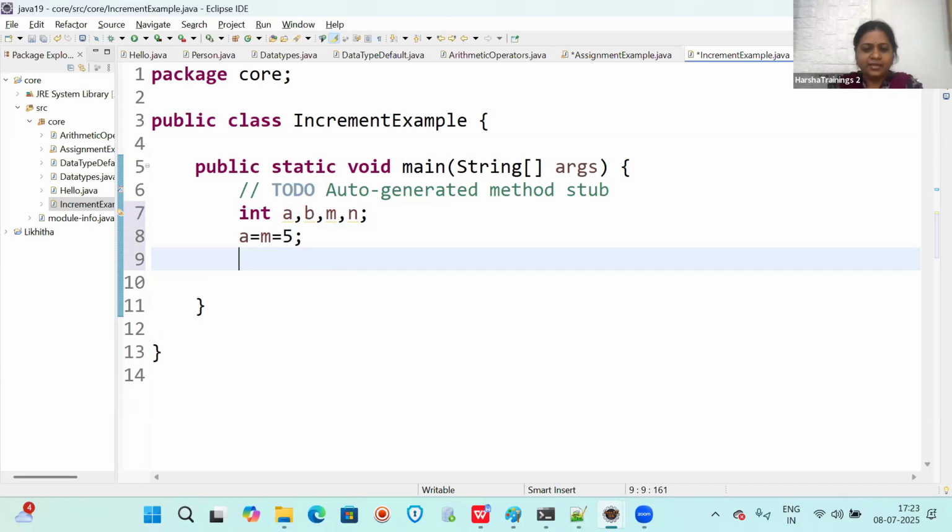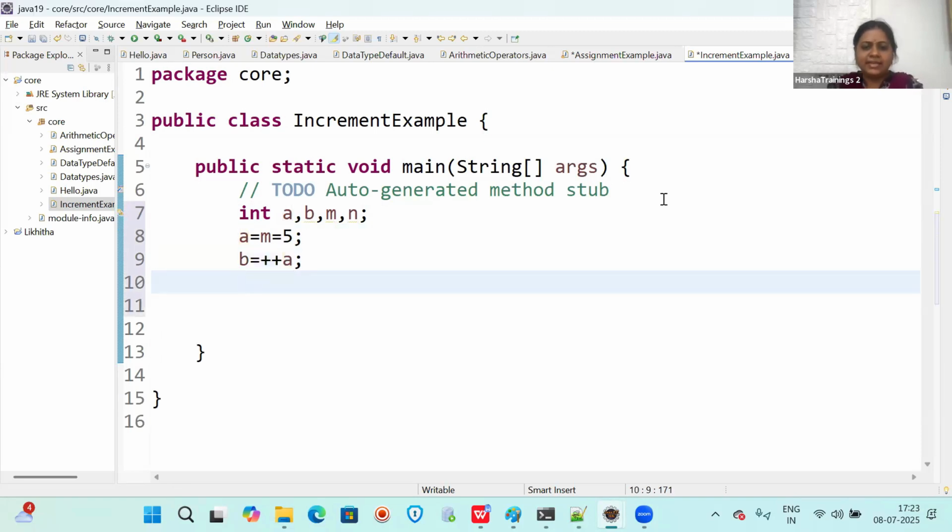Now I'm writing b is equal to plus plus a. And then here I'm printing System.out.println. What is the value of a equal to and then plus a. And first I will print the value of b because that is the value we are using. So I'll be printing b and then plus double quotes and then space a is equal to and then plus a. Okay. So these are the values I am printing.